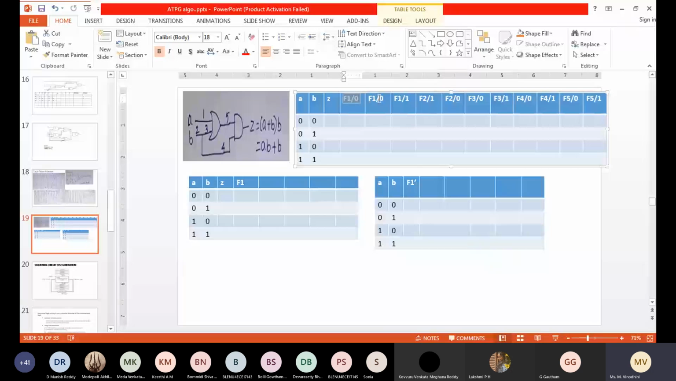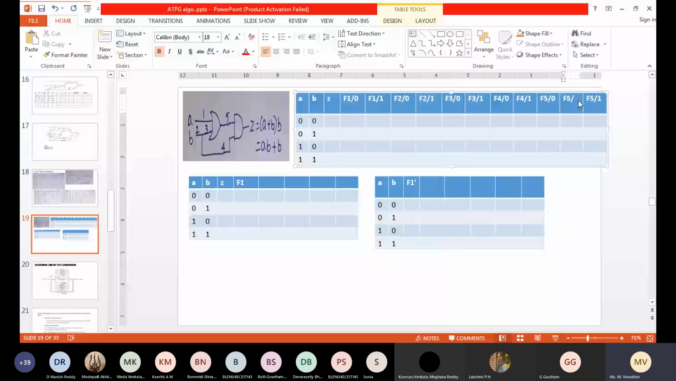The next one, F1 with the fault 1. Each signal line 1 means I need to check it out. Well, I need to consider it for a fault, stuck at 0 fault and stuck at 1 fault. Next one is F2. F2 for 0 and F2 for 1. Next is F3. F3 for 0 and F3 for 1. Next, F4 for 0 and F4 for 1. F5. F5 for 0 and F5 for 1.